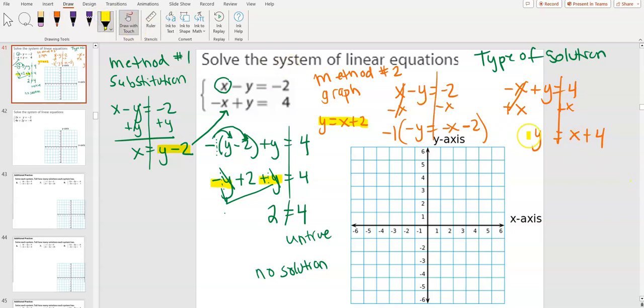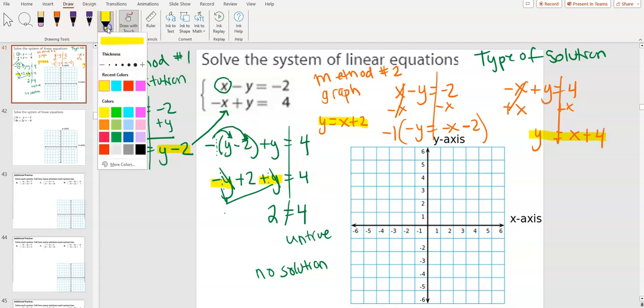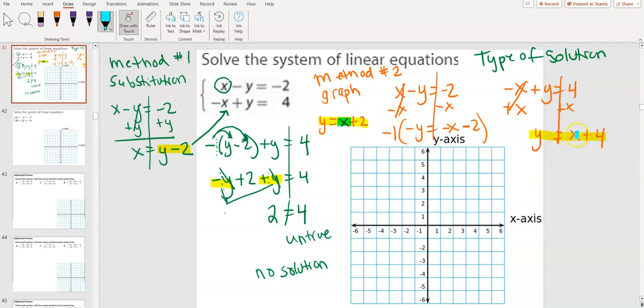Now, before I even graph them, because I could graph, that's actually kind of method 3. Before I even graph them, if you go back to your previous page where we took notes, if you look at the slopes of these 2 equations and the y-intercepts, you'll notice that the slopes are the same, but the y-intercepts are different. And if you go back to our notes, you'll notice that that means no solution.